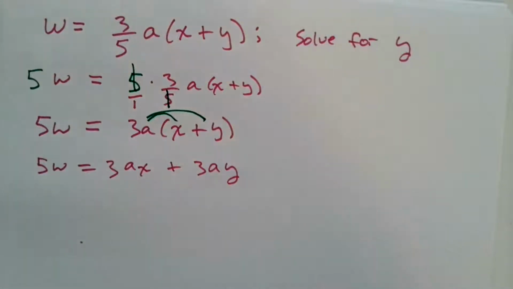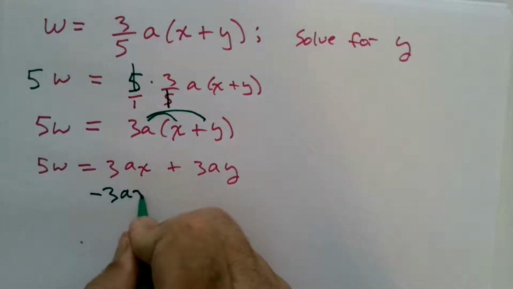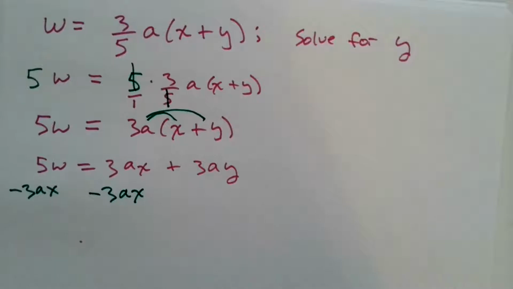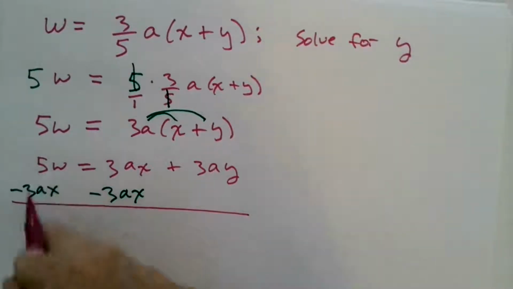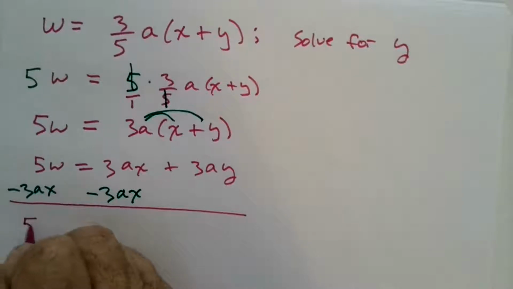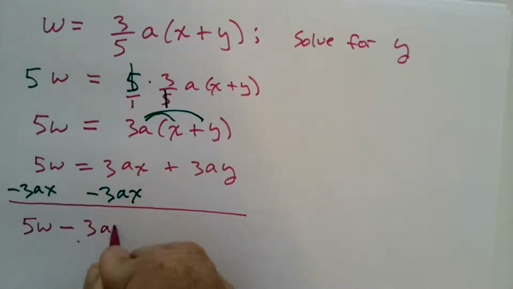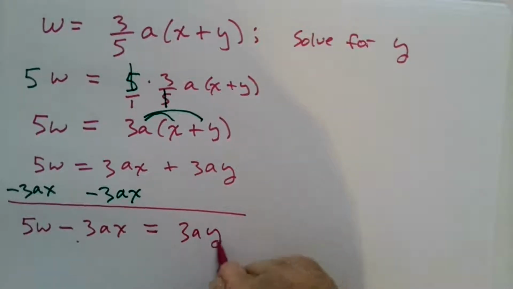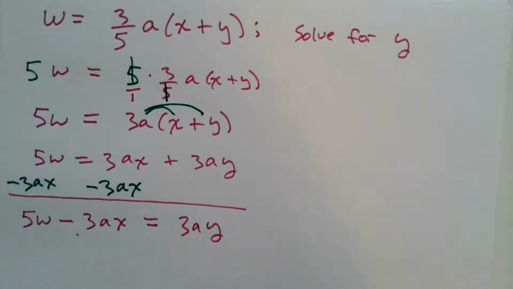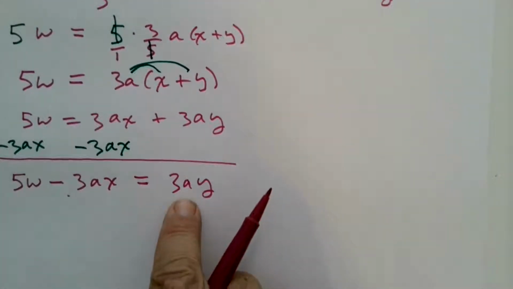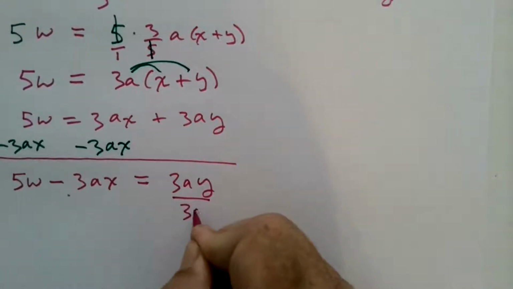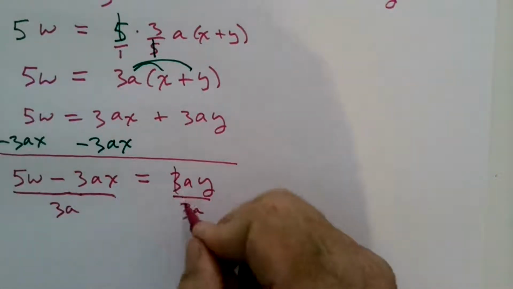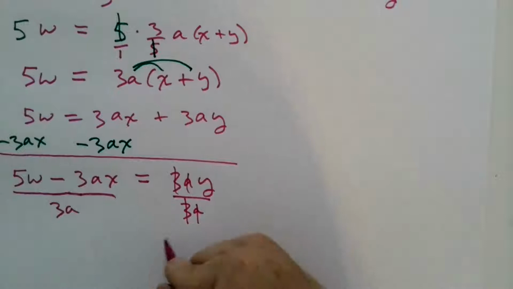Get the Y by itself. I will do that by subtracting 3AX from both sides. Subtract 3AX here, subtract 3AX there. 5W minus 3AX on the left side. 3AX minus 3AX is 0 on the right side, plus 3AY. We want to get Y by itself, so we'll divide both sides by 3A. 3 over 3 is 1 over 1, A over A is 1 over 1, so the right side is Y.